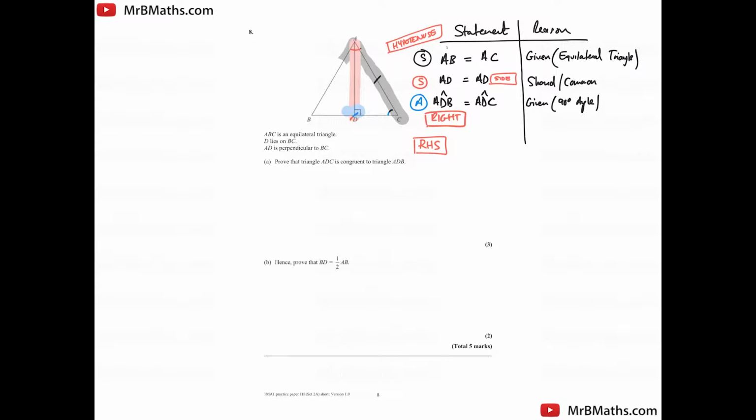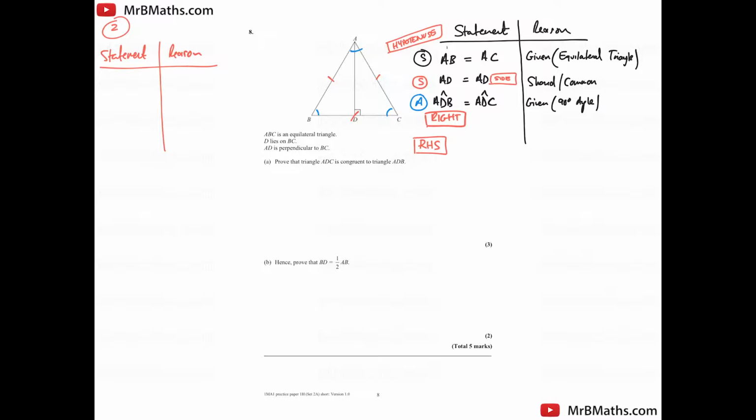Alternatively, if I just get rid of this, we can prove it in another way. So let me write over on the left hand side now, statement, let me just put number 2 and reason, because it really depends on how you look at these questions. So again, let me just mark on the triangle, equilateral, equilateral, equilateral, angle, angle, angle. Okay, so on the left there we did RHS. Let's look at another way of doing this.